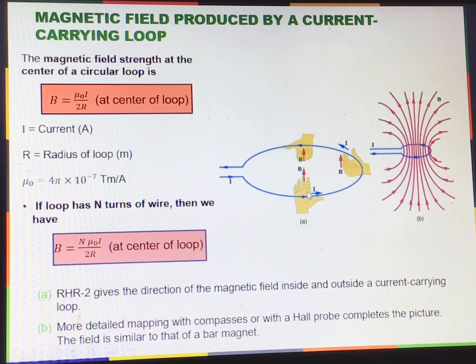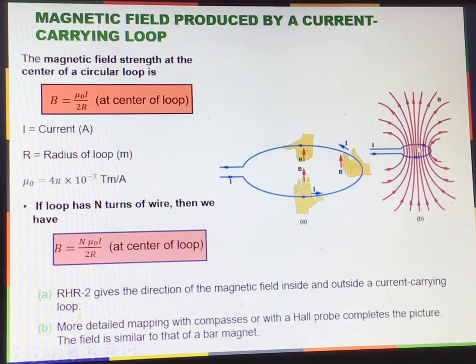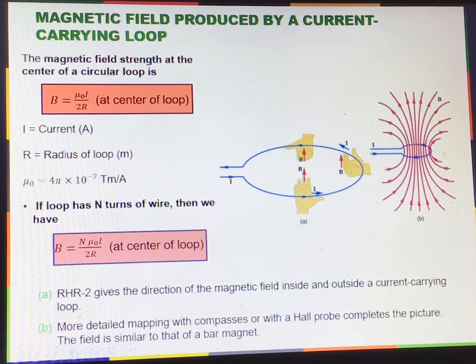And then if we want to get the direction, again, you use the right-hand rule. You place your thumb in the direction of the current, and then you wrap your fingers around the wire. It tells me what the direction of the magnetic field is going to be. As you can see in this picture here, these will be the magnetic field lines that are pointing out of the loop as the current flows through the wire.